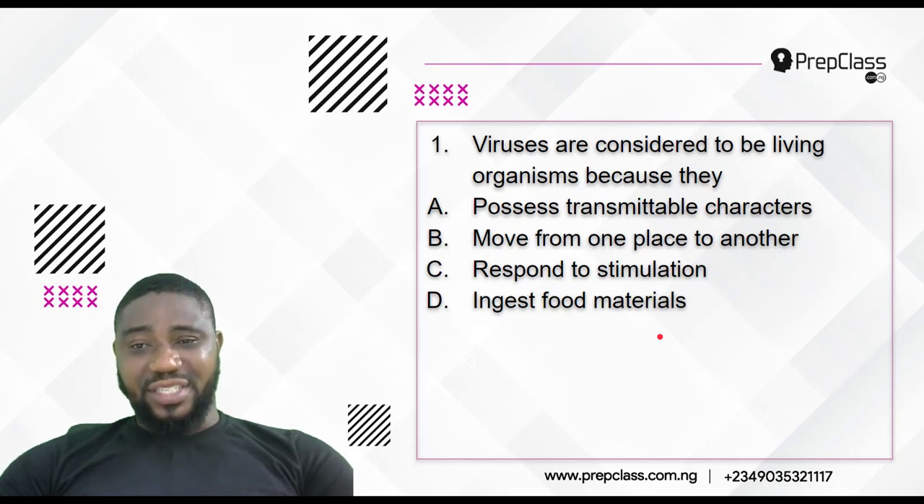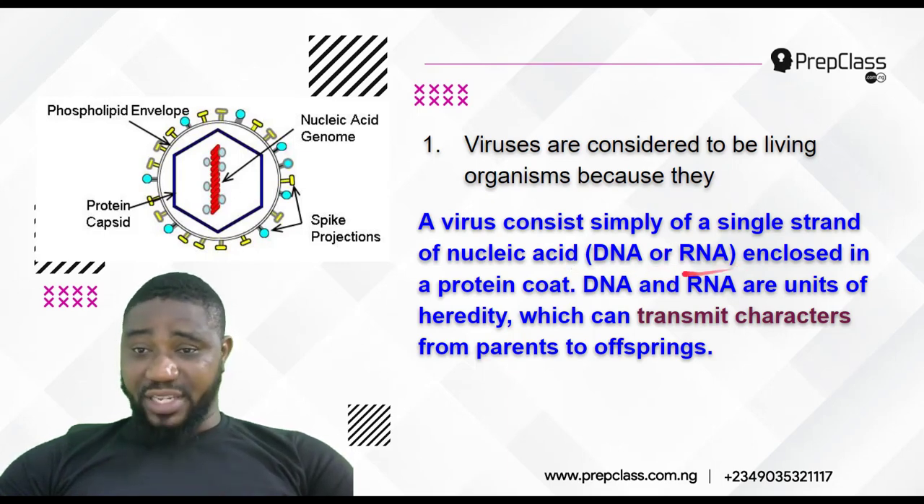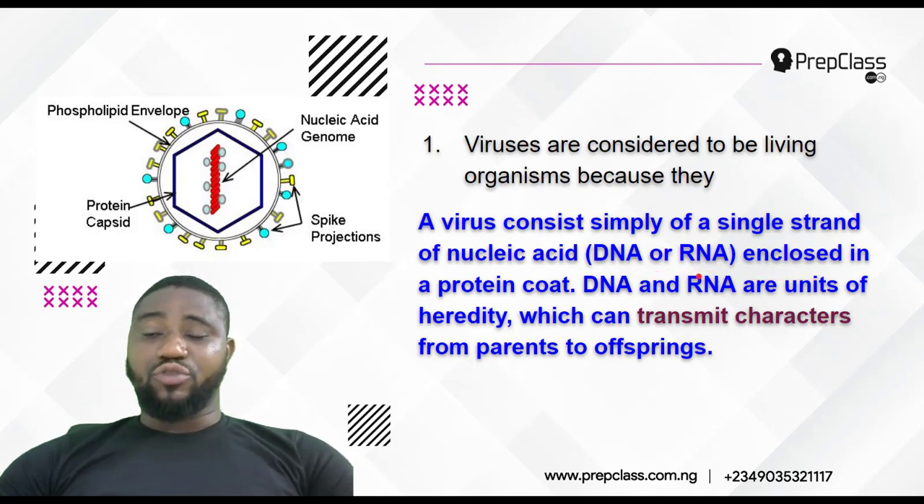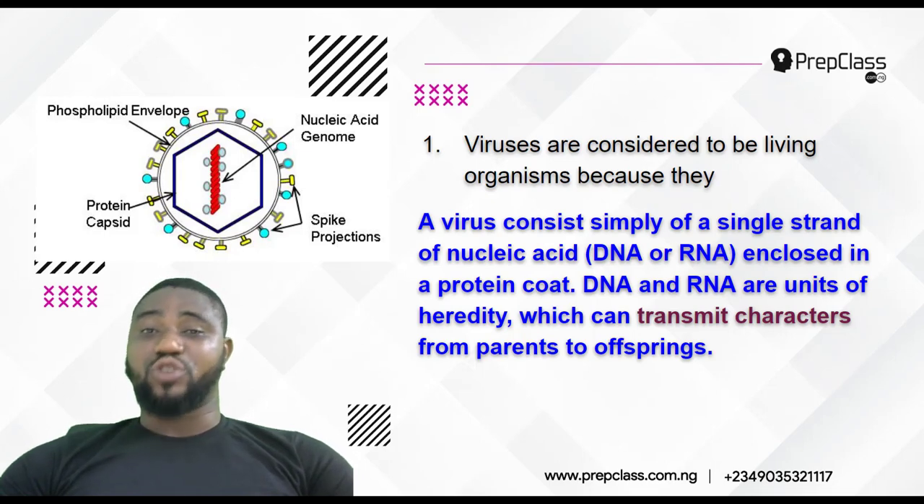Now, why are they now considered living? Now, the answer is that a virus consists simply of a single strand of nucleic acid. That is either a DNA or RNA. I know you may understand what a DNA or RNA is. DNA is deoxyribonucleic acid, while RNA is ribonucleic acid. Both of them together, they carry what? Genetic information. They carry genes. They're the ones that transmit genes from parents to offspring. That's why, to detect if so person is so person's father, they use DNA test because the genes must match from parents to offspring.